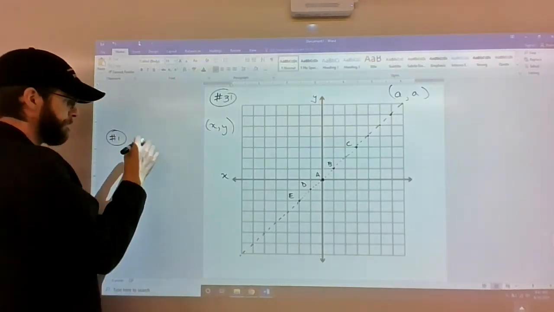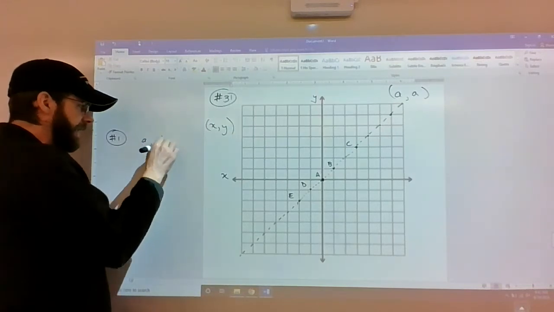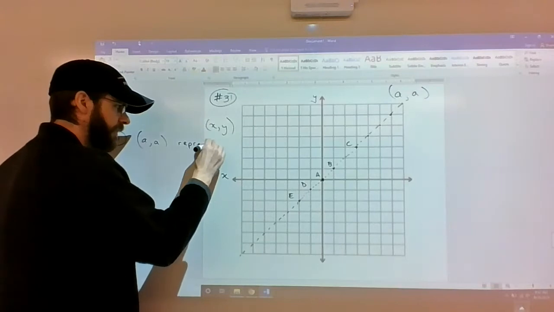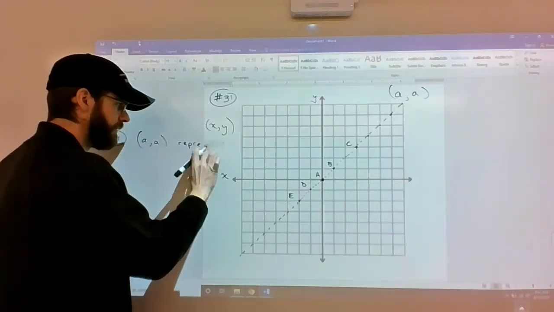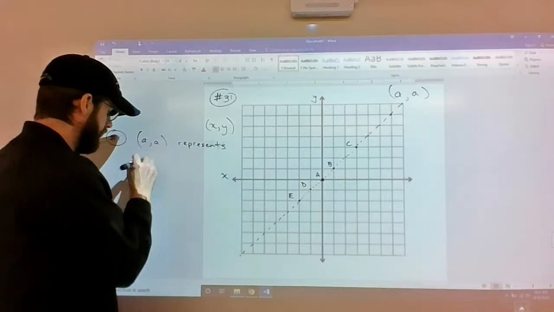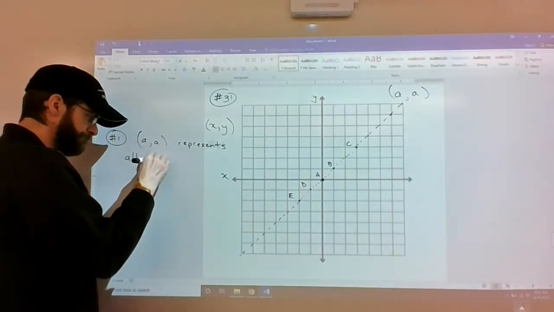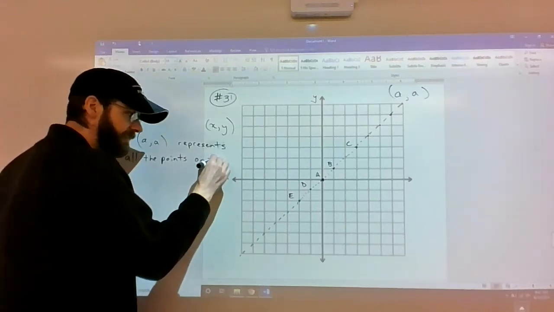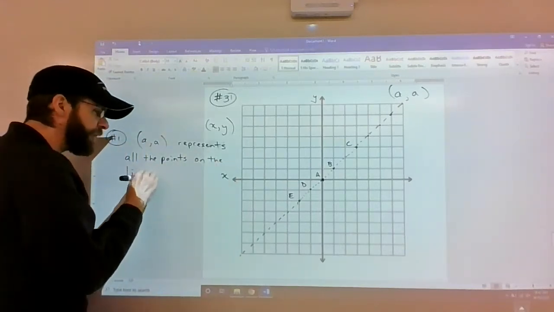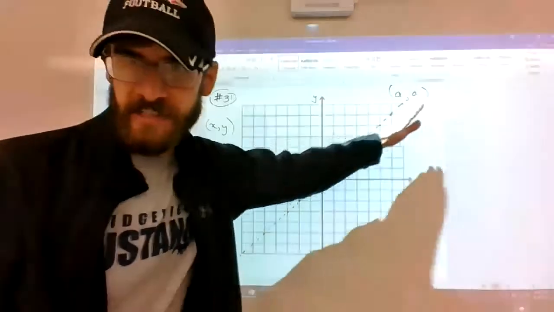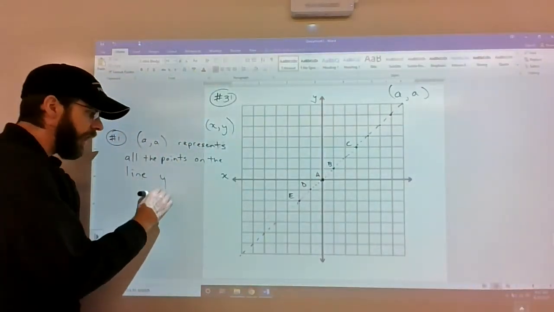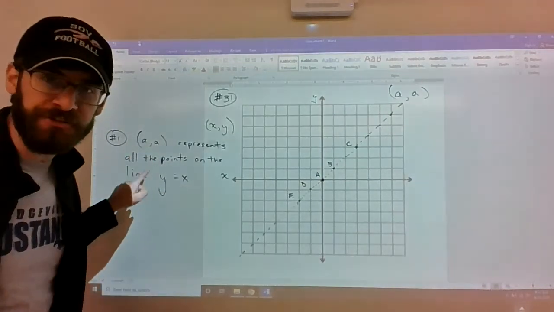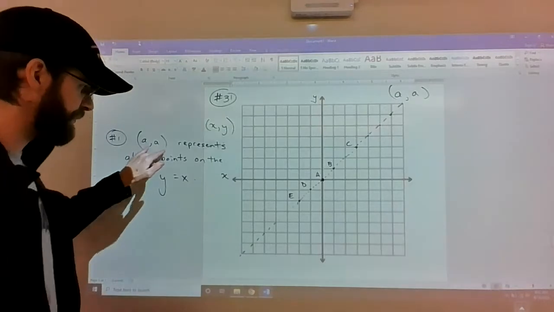Here's one explanation. I could say A, A represents all the points on the line, and then we could write the linear equation for this line right here, which ends up being y equals x. Makes sense. The x coordinate equals the y coordinate. That's the equation for the line in which all these points would pass through.